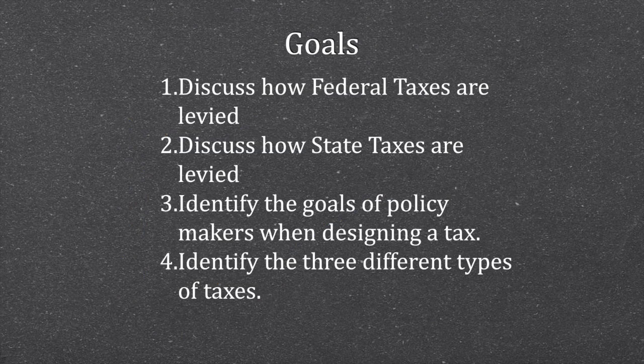Now, in this lecture, we have four main goals. Goal number one is to discuss how federal taxes are levied. Goal number two is to discuss how state taxes are levied, and we're going to talk a little bit about spending as well. Goal number three is to identify the goals of policymakers when designing a tax. Goal number four is to identify the three different types of taxes.